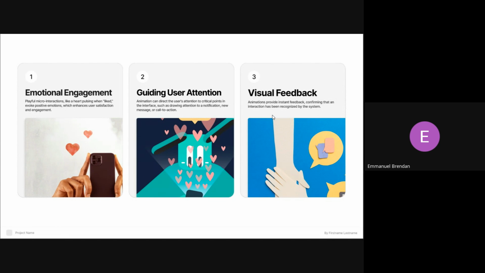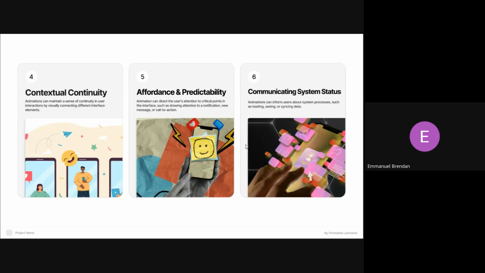It shouldn't just be all over and everywhere on your product just because you enjoy animation and feel you can use it on anything and everywhere, right? So you need to have visual feedback, and it has to be swift. It has to be timely as well. So the next set of roles we're going to look at is contextual continuity. We're going to look at affordance and predictability, and we're going to look at communication, right?